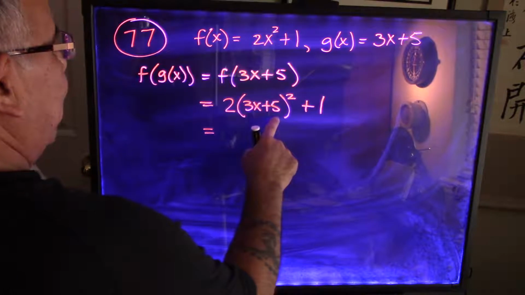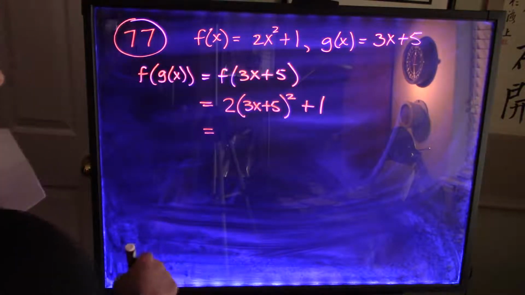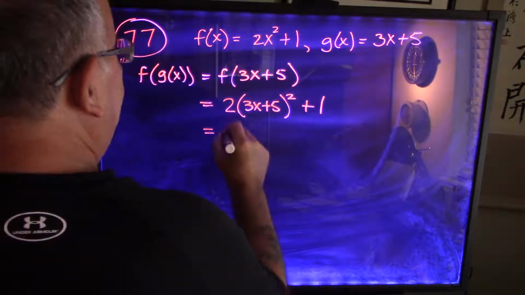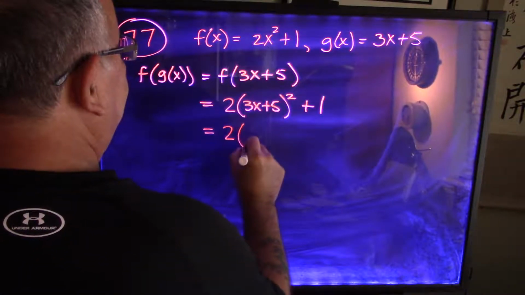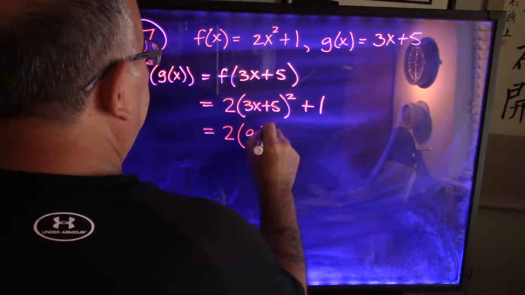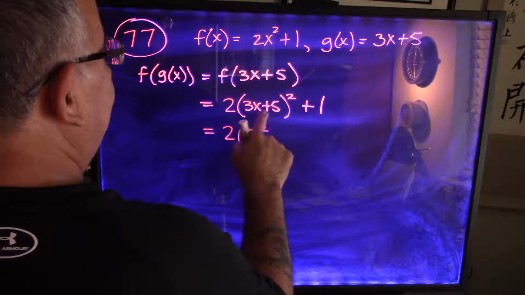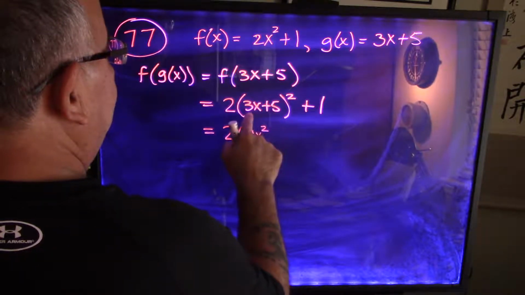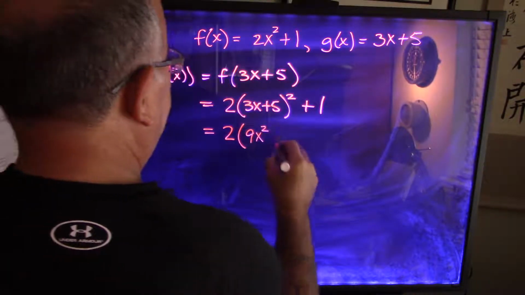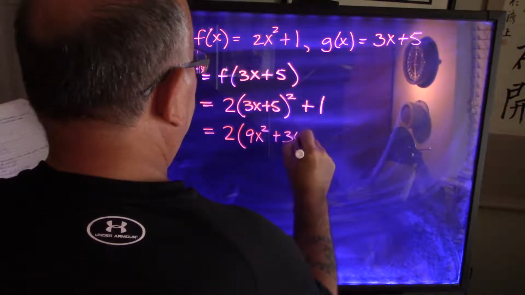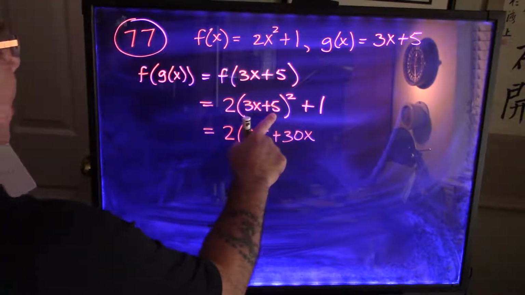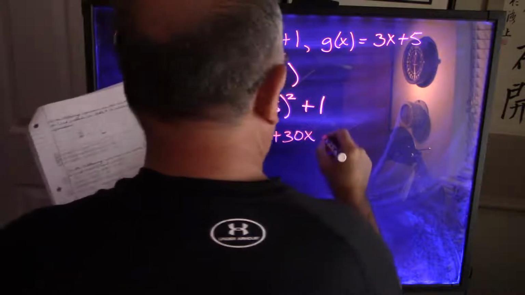So you square this. This is your familiar a plus b quantity squared is a squared plus 2ab plus b squared. So you've got a 2 here, and then you've got that squared, that's 9x squared, plus 2 times this times this. Well, this times this is 15x, and then 2 times 15x is 30x. So you've got plus 30x, and then finally plus that squared, the b, or the 5, so that's 25.